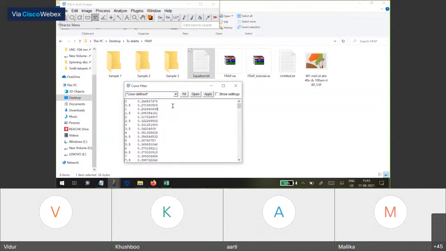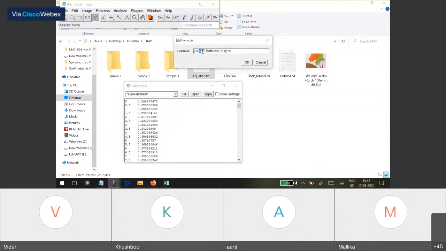Once you copy paste the data in curve fitter, you press this drop down menu. It has many options here. What you have to do is press on user defined and press fit. It will ask for a formula. Just put this formula: y is equal to a into 1 minus math.exp. So basically, I'll explain this formula right now.